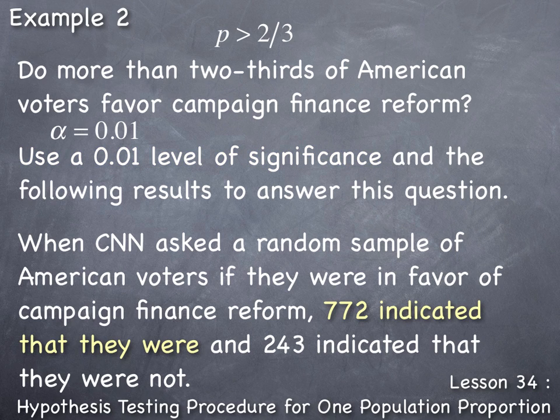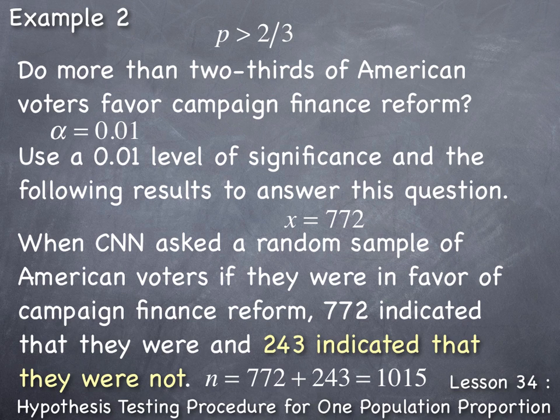Now when CNN conducted their random sample, we found out that 772 indicated that they were in favor of campaign finance reform. So this is the resulting data value, or X equals 772. We also found out that 243 indicated that they were not in favor. So that's the rest of the sample. If you put together the 772 that were in favor with the 243 that were not in favor, that gives us our total sample size of N. Thus, N equals the 772 plus the 243 equals 1,015 total American voters who were sampled.